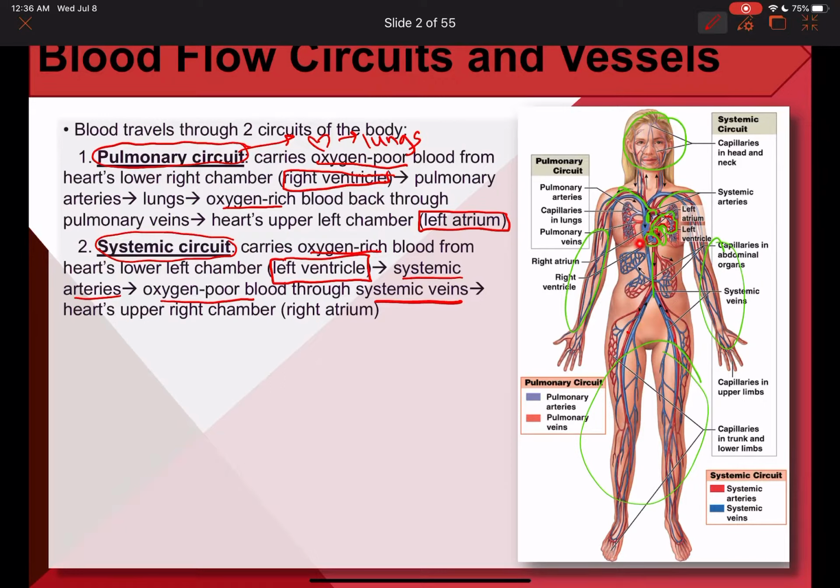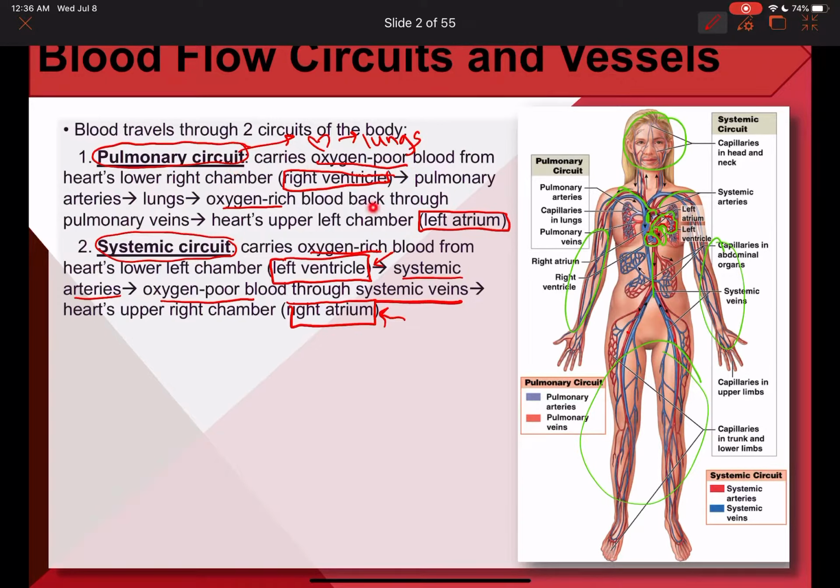And then they will drain into the right atrium of the heart. So the systemic circuit begins at the left ventricle and it ends at the right atrium, before going back to enter into the right ventricle to start the pulmonary circuit all over again.